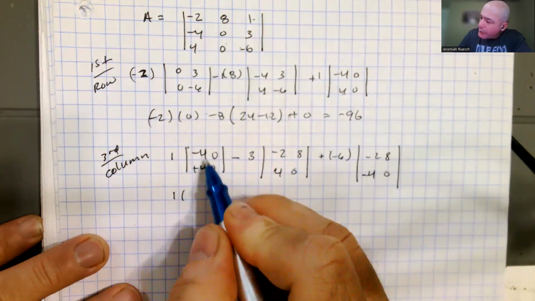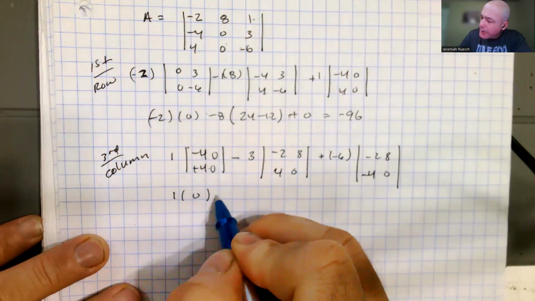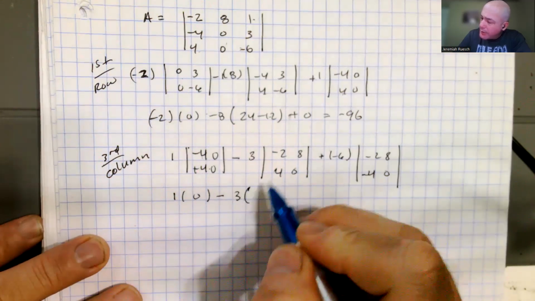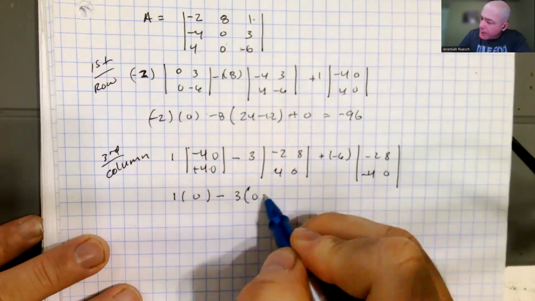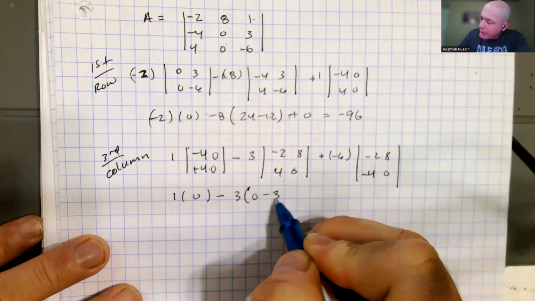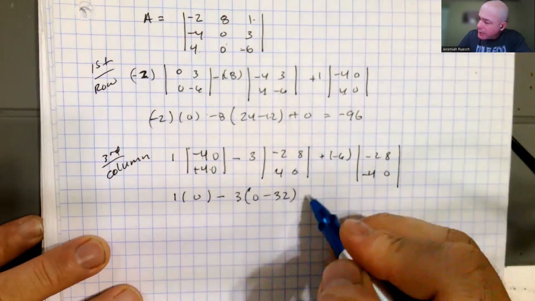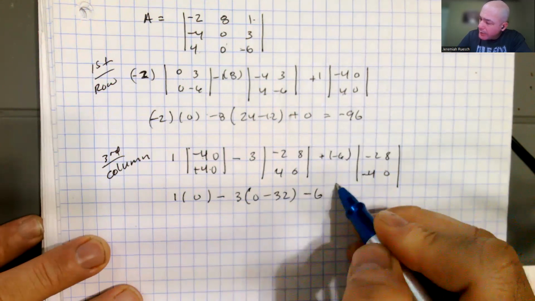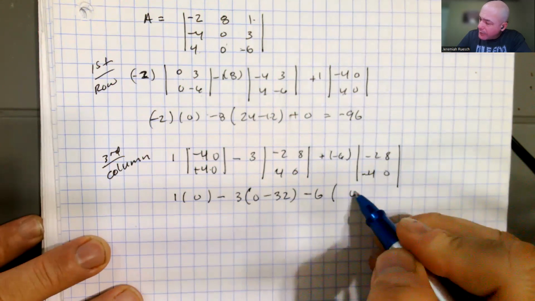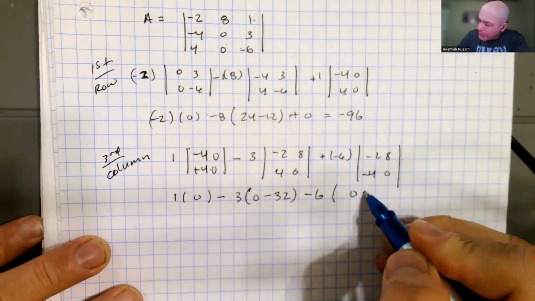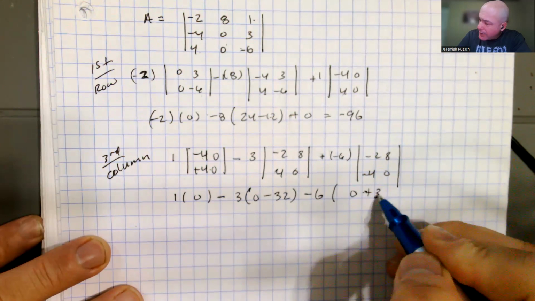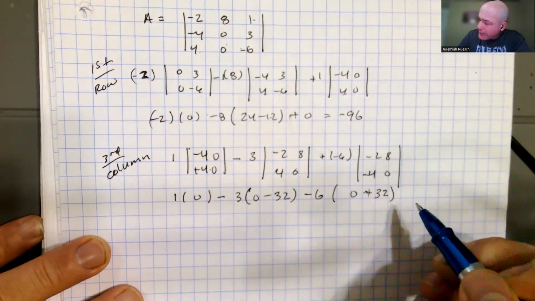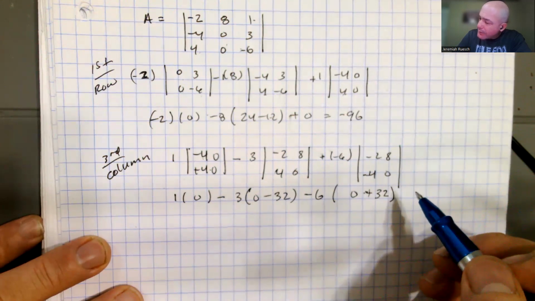This is 1, 4 times 0, 4 times 0. So this is 0 minus 3. This is 0 minus what, 32? Looks like. And then over here, we have -6 from here. And then we have 0 minus a minus, since we're subtracting. So plus 32 looks like there. Okay.